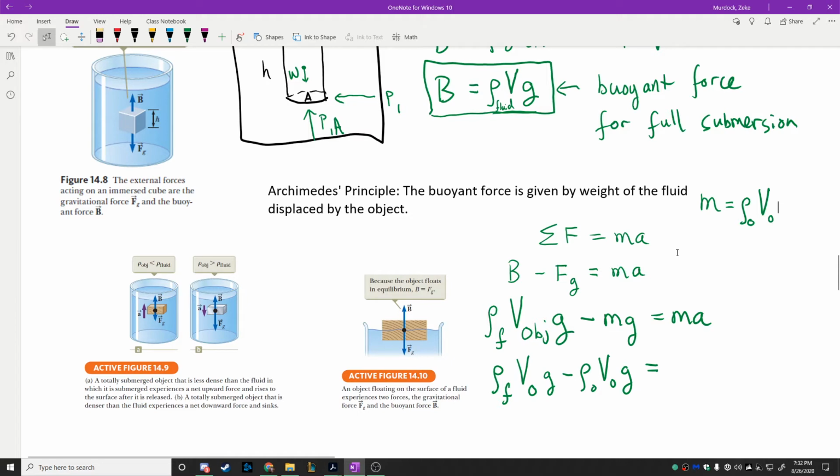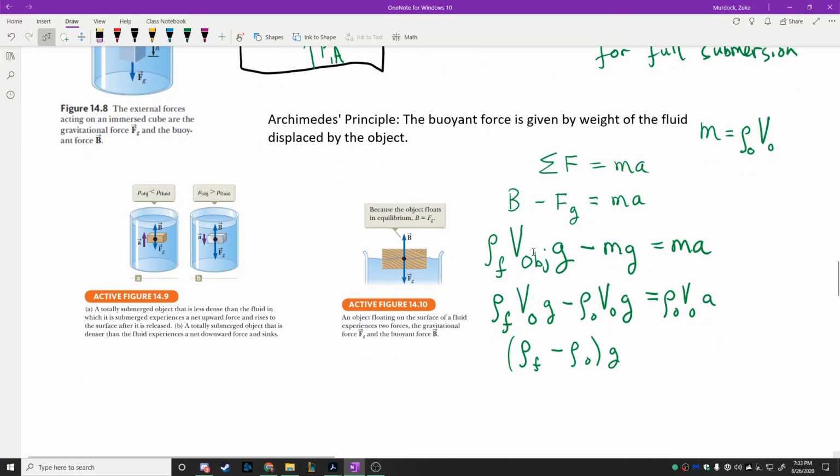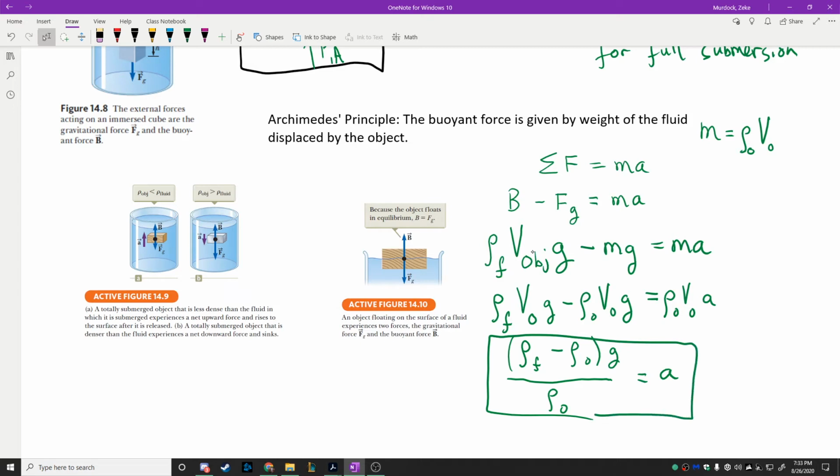Okay, density times volume, right? So on the right-hand side, we have mass times acceleration, so that's density of the object times the volume of the object, and then times A, right? A lot of subscripts. I know that can be very confusing, but there's a volume in every single term. The left-hand side can be simplified like this. You have the density of the fluid minus the density of the object multiplied by gravity. And then if we divide that by the density of the object, that's equal to the acceleration that you get. That's kind of the relationship to determine what's going to happen in terms of floating and sinking.